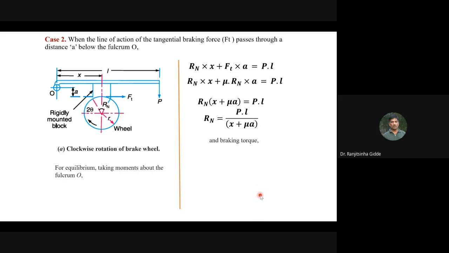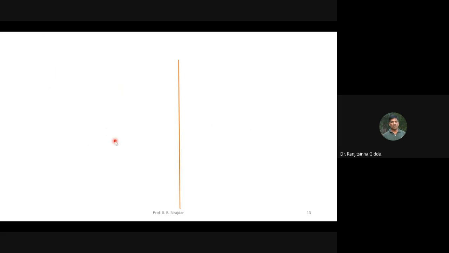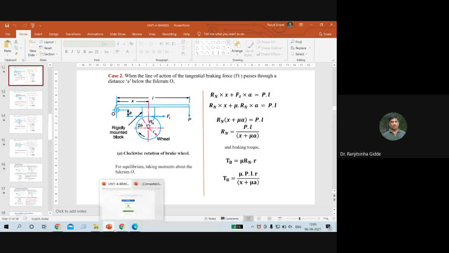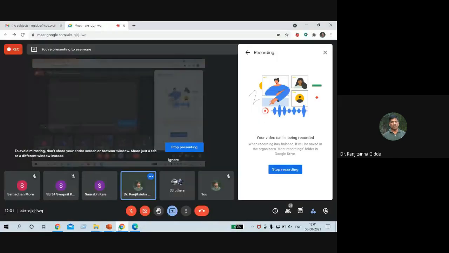Now in this case, this is the clockwise that we have seen. Give me 1 minute.